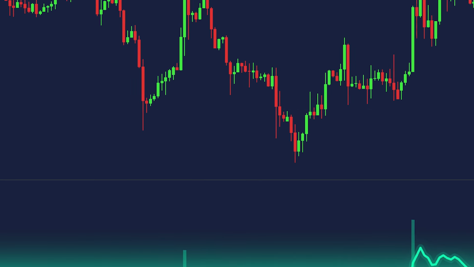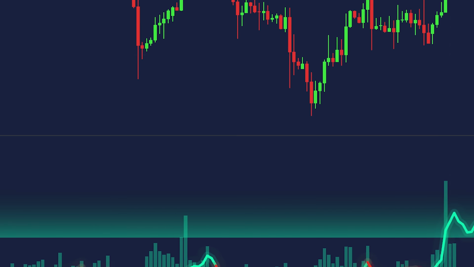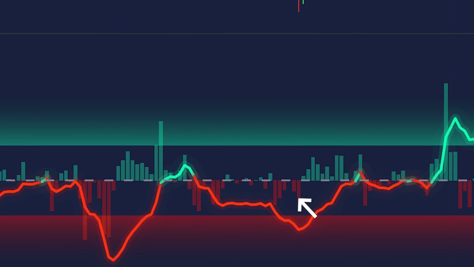For bearish divergence, watch for price making lower lows while Z-score shows higher lows, which indicates that the statistical decline is weakening. The momentum columns will confirm this by showing weaker red readings.